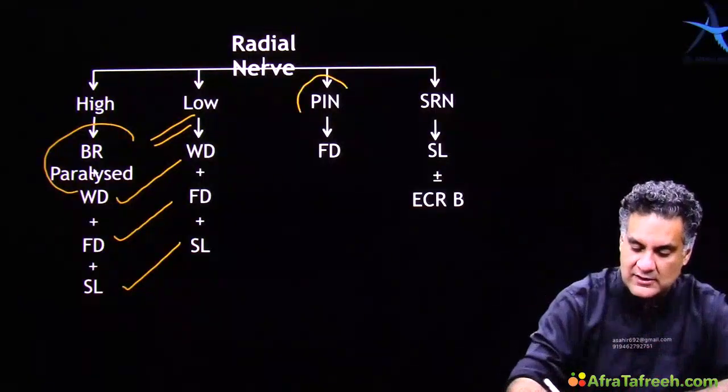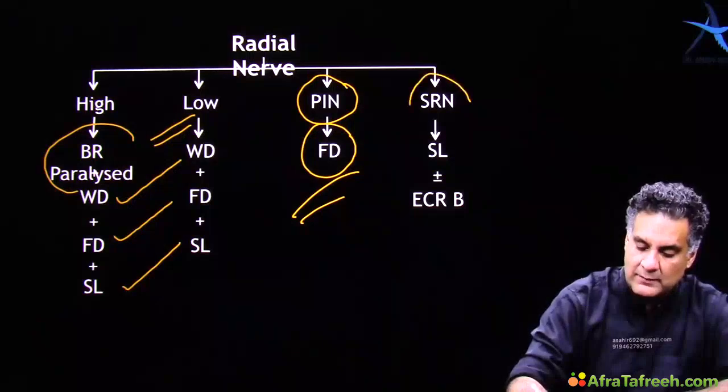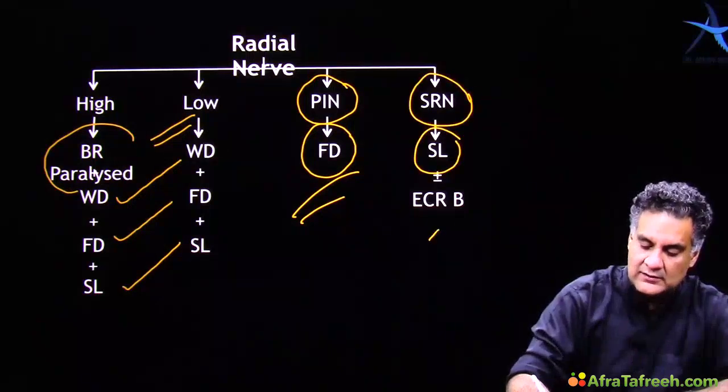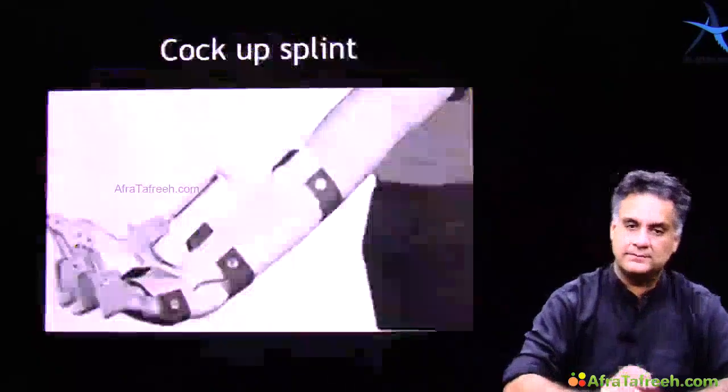Whereas posterior interosseous nerve palsy is a pure motor branch, only causes finger drop, whereas superficial radial nerve causes sensory loss and rarely palsy of extensor carpi radialis brevis.